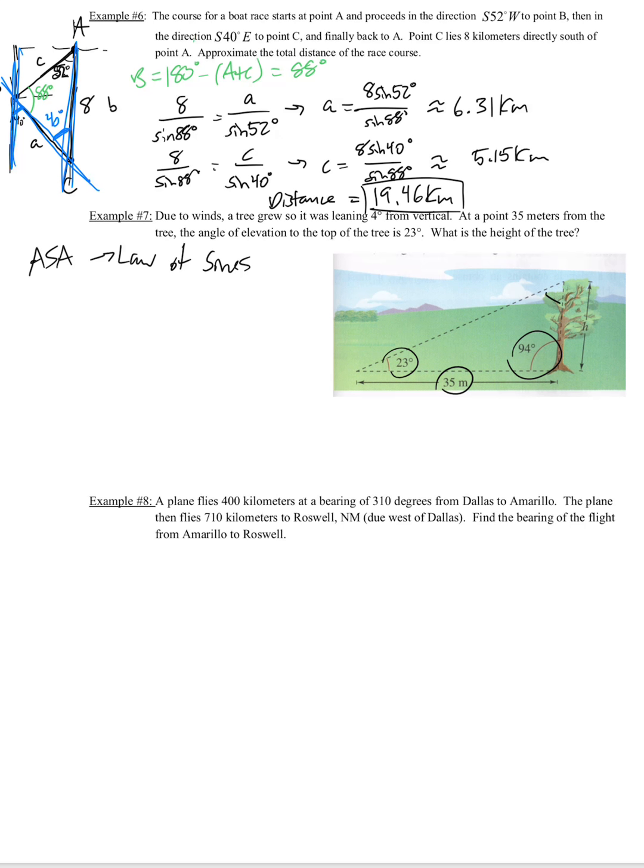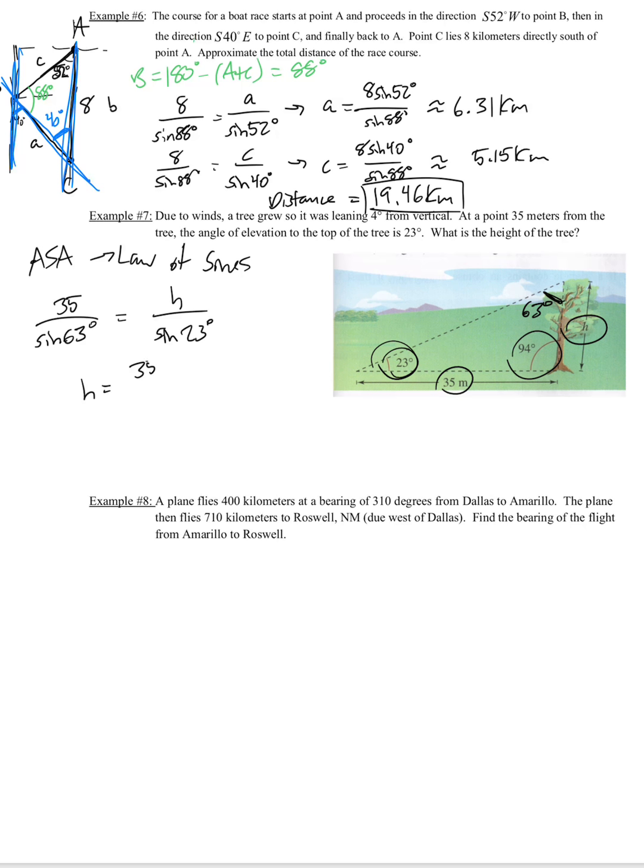I'm going to need this last angle up here, so that's going to be 180 minus 23 plus 94, or 63 degrees. So I have 35 meters over the sine of 63 degrees equals the height over the sine of the angle opposite that, over the sine of 23 degrees.